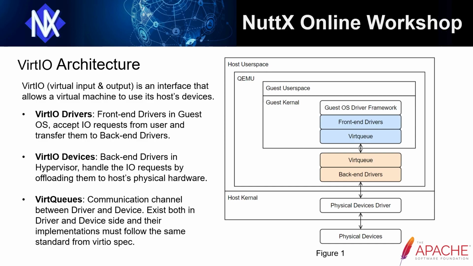The second part is the VirtIO devices, the orange part in the red figure. We also call these devices backend drivers. They are in the hypervisor and handle the I/O requests from the VirtIO drivers by uploading them to the host's physical hardware. The next part is the virtual queues. Virtual queues are the communication channel between the driver and the device. They exist both in the driver and the device side, and the implementations must follow the same standard from the VirtIO spec.